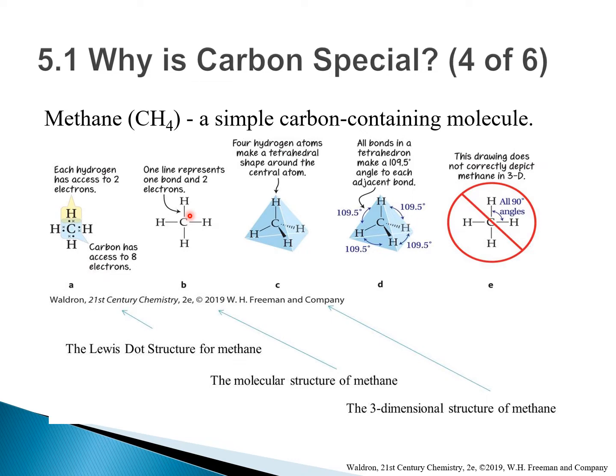Carbon has access to 8 electrons. It has achieved an octet. So the carbon atom is happy. Picture B here is the molecular structure of methane. A line like this represents 1 bond, which is equivalent to 2 electrons.